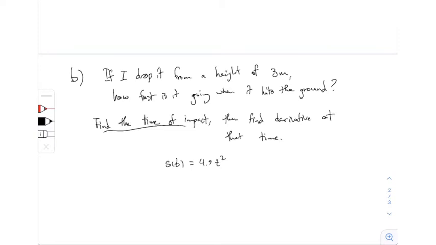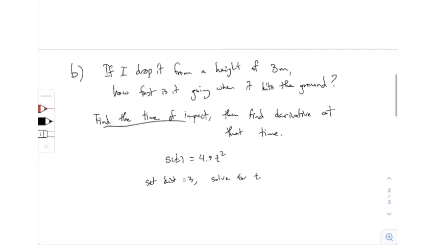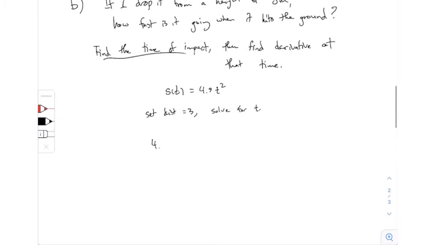So I'm going to set the distance equal to 3, and then solve for the time, right? This is how we solve this first preliminary question, find the time of impact. Set the distance equal to 3, and solve for t, all right? So this is not so hard, although you're going to have to use a calculator here. It's that, right? You set the distance equal to 3, and then you solve this for t.